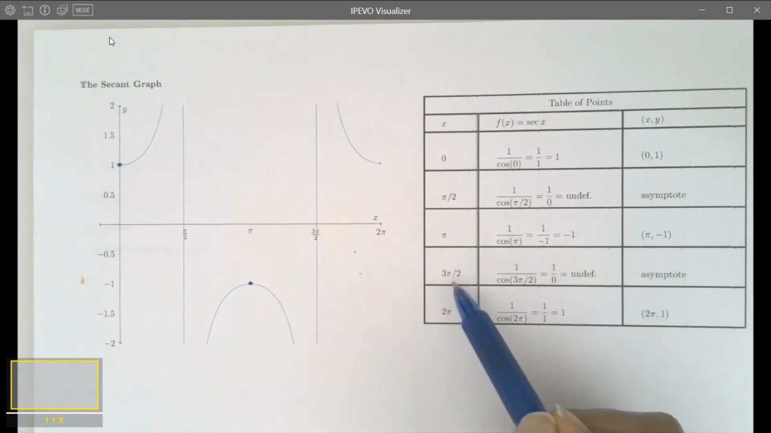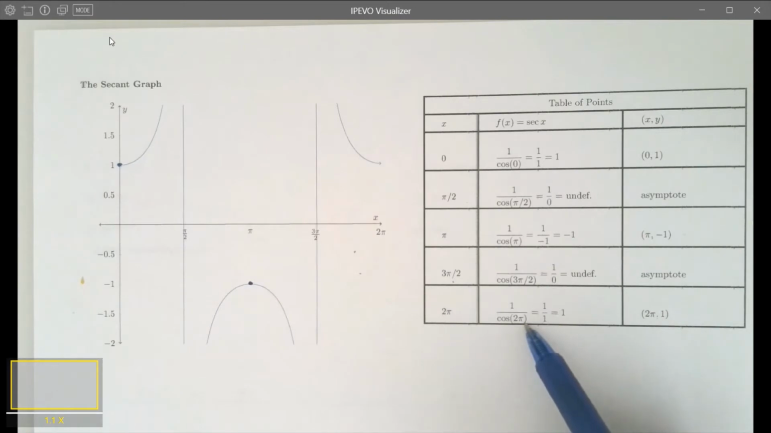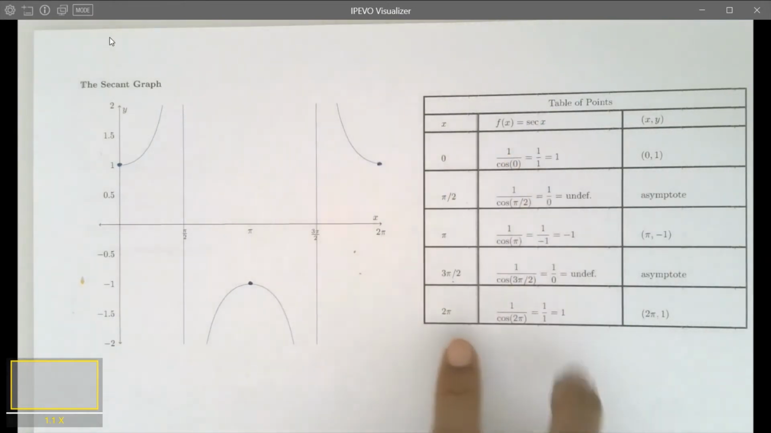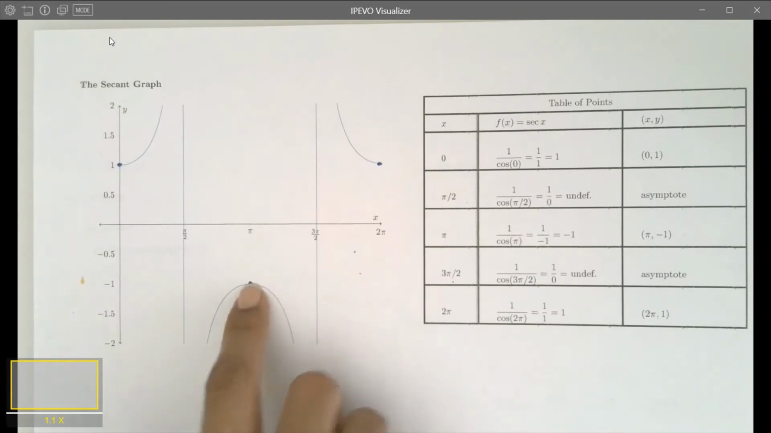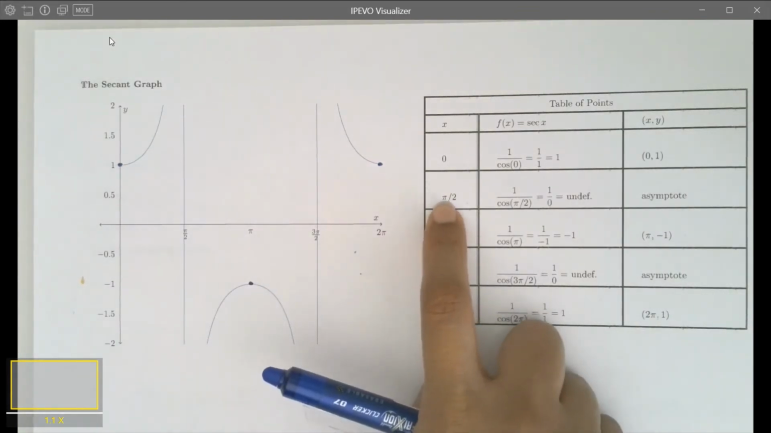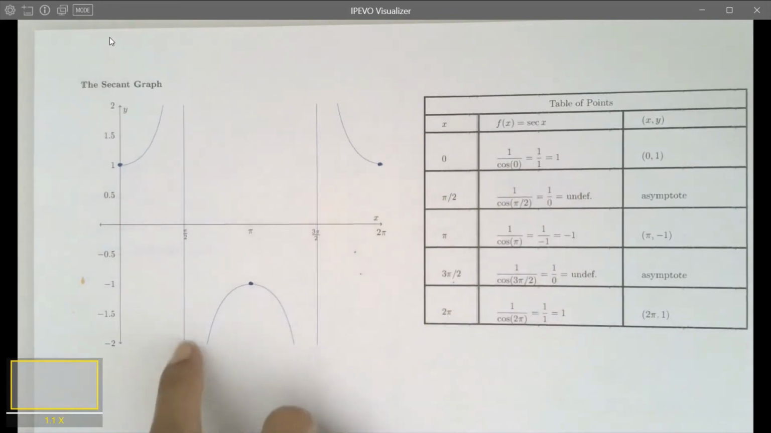Then at 3 pi over 2, we're going to get another asymptote, and at 2 pi, we're going to get 1. Now, of course, these are not enough to draw these curves completely. There's no way we can deduce the curve from that point alone. So there are other x values that you can plug into 1 over cosine x, and ultimately it is going to give you this shape.